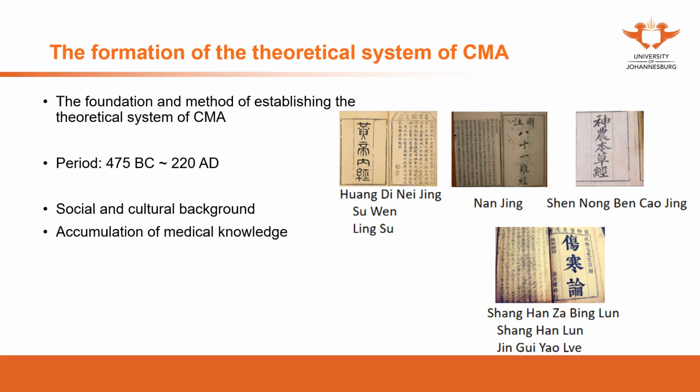The four classics, most of you should still remember, are 黄帝内经、难经、成龙本草经、伤寒杂病论. So these four classics represent the establishment of the theoretic system. All the theories come from these four books.